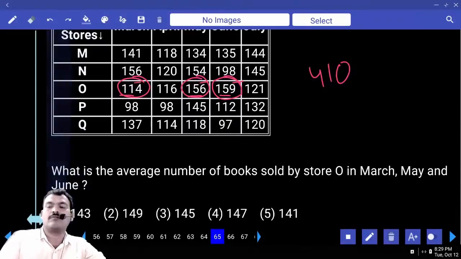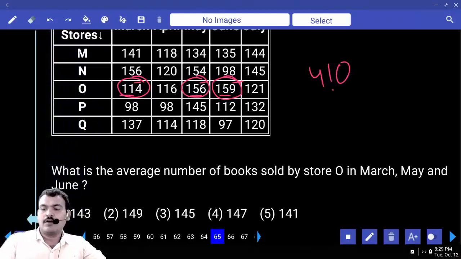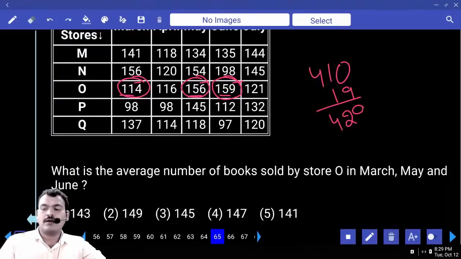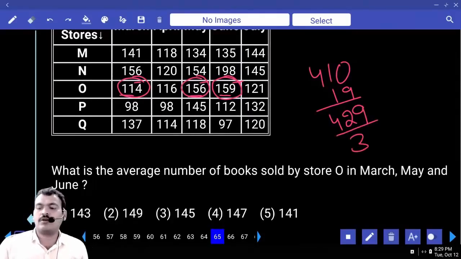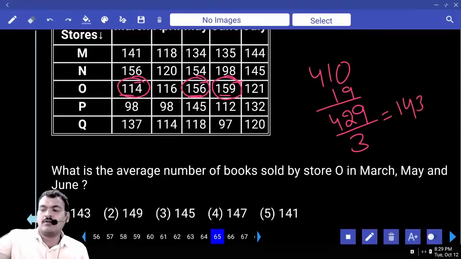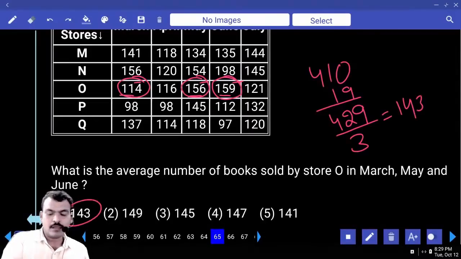15 plus 4? 19 or not? 410 plus 19, it will be 429 by how many observations? 3 observations. 429 by 3. 1, 4, 3 or not? Which option? First one.